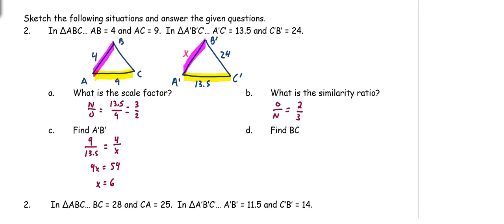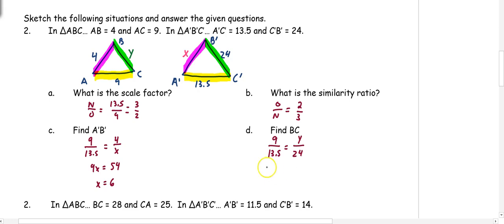In our second part, we need to find BC. So we're going to call BC y, and we know that BC matches up with B prime C prime, which is 24. So when I set up my ratio to solve, I'm going to use those same sides again. So I'm still going to use 9 over 13.5, set equal to, I'm looking for BC, so I need y over 24. So when I cross multiply, I get 13.5y equals 216. And when we divide by 13.5, we get that y is 16.